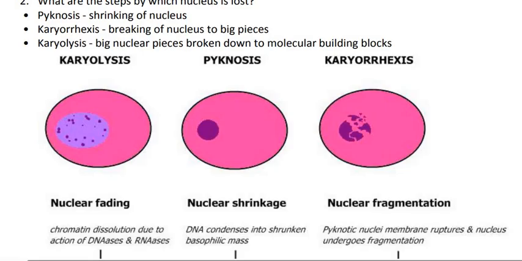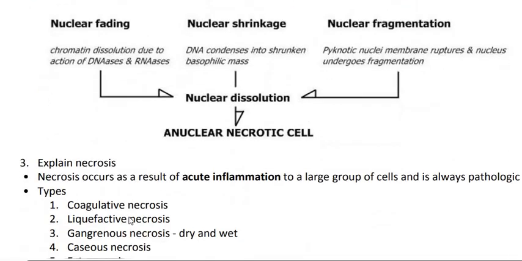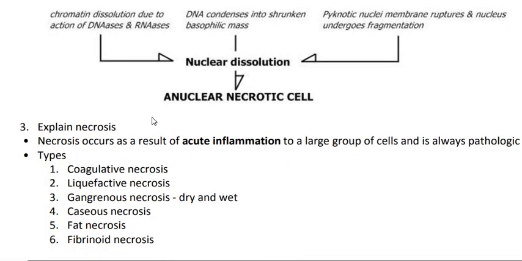Small building blocks. Chromatin dissociation occurs due to the action of DNases and RNases, resulting in nuclear dissolution in necrotic cells. Okay. Necrosis occurs as a result of acute inflammation in a large group of cells and is always pathologic.